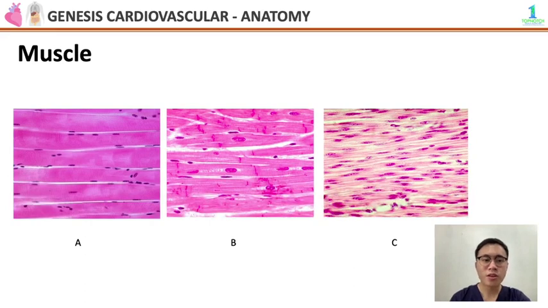Okay, pop quiz. You have here three images showing three types of muscles. So, can you tell me which one among them is the cardiac muscle? Sino sa A, B, or C? Okay, do you have your answer?